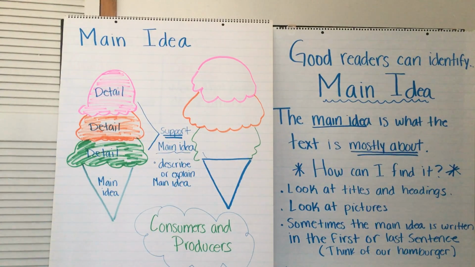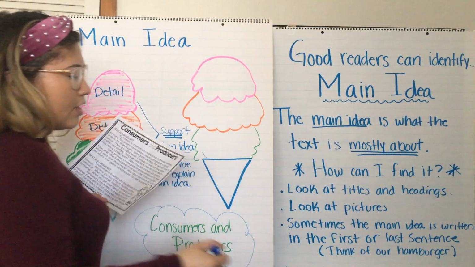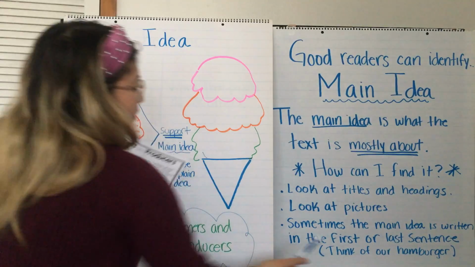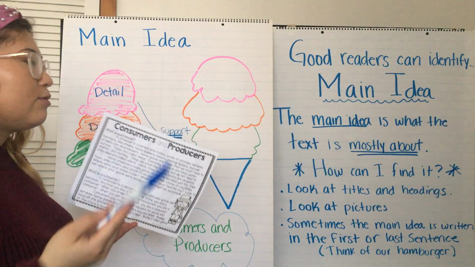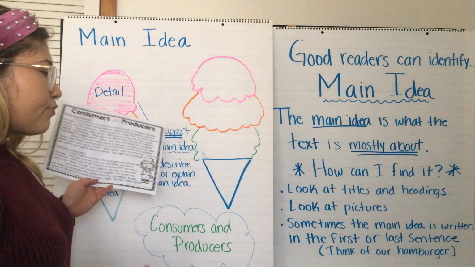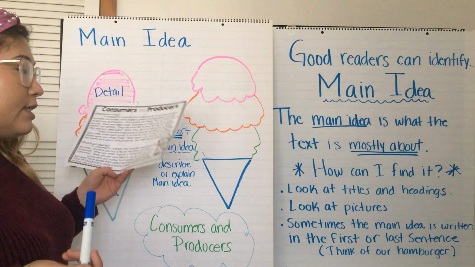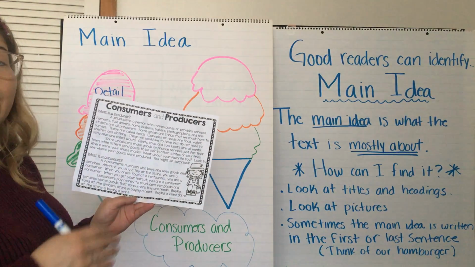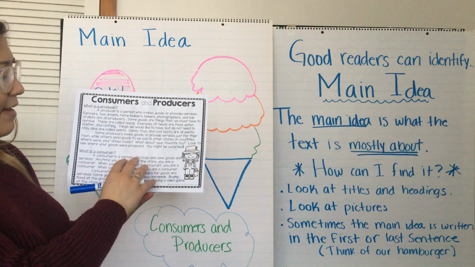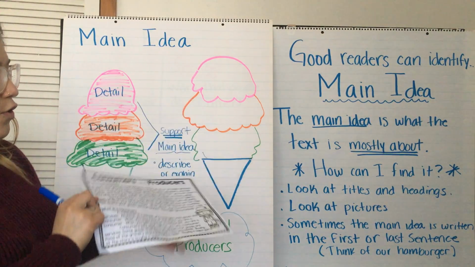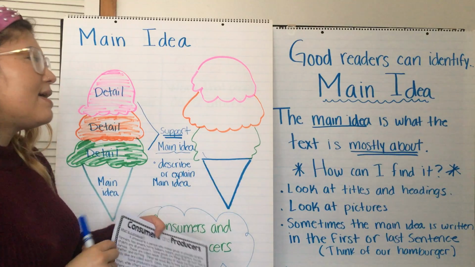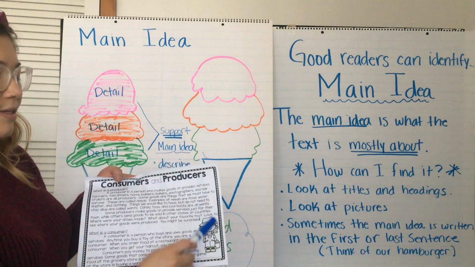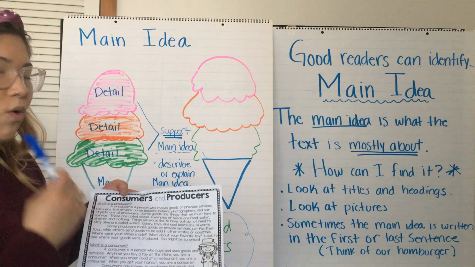Now, in our reading it kept talking about consumers and producers. Words that get used repetitively. What words get used repetitively? Consumers and producers. It was in our title, consumers and producers, right? Now, it says sometimes the main idea is written in the first or last sentence. Well, they talked about a producer at the top and a consumer at the bottom. So, knowing what I just read, help me think, what's the main idea of my text? What is this reading talking about the whole time?